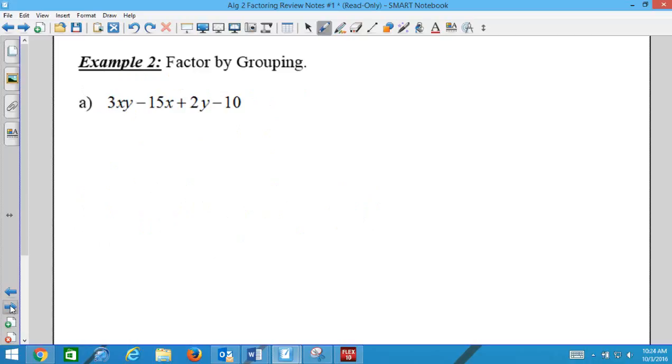Okay, now we are in the next category. The next category, you will see at the very edge of your paper says number of terms, and this says 4 terms. This is what we use for 4 terms. It is called factor by grouping.